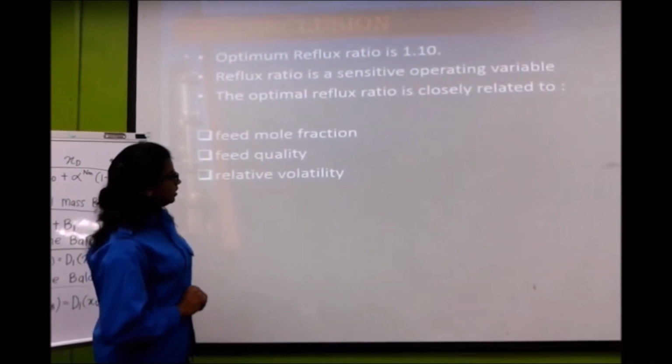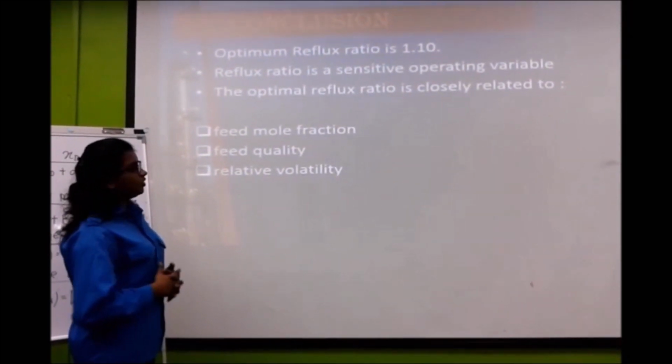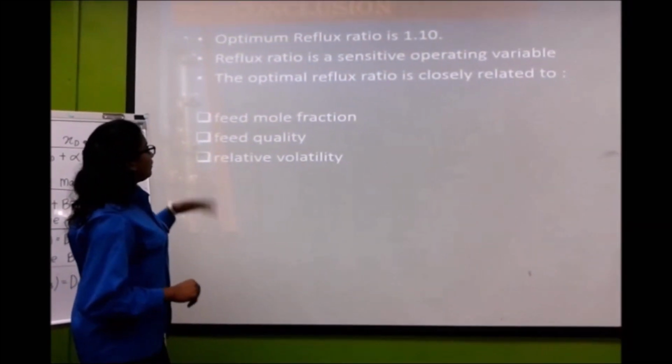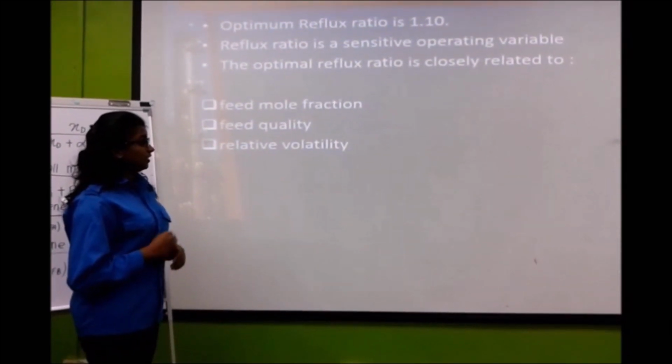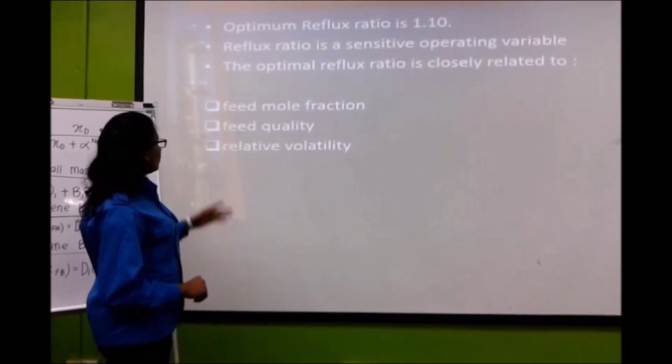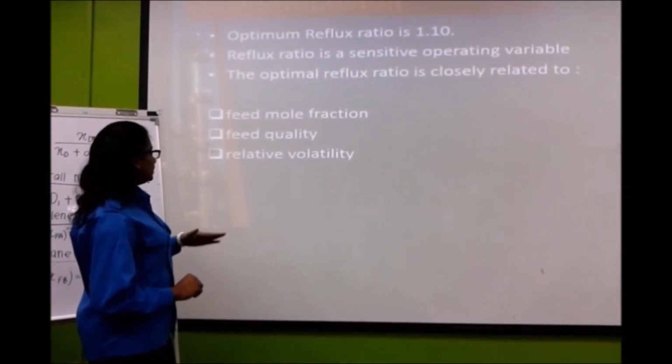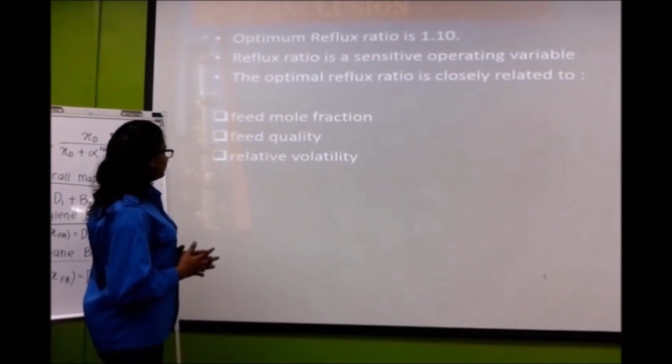So, as the conclusion, the optimum reflux ratio is 1.1. The reflux ratio is a sensitive operating variable. The optimal reflux ratio is closely related to feed mole fraction, feed quality, and relative volatility.